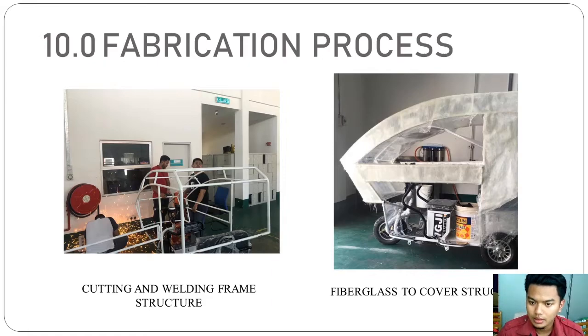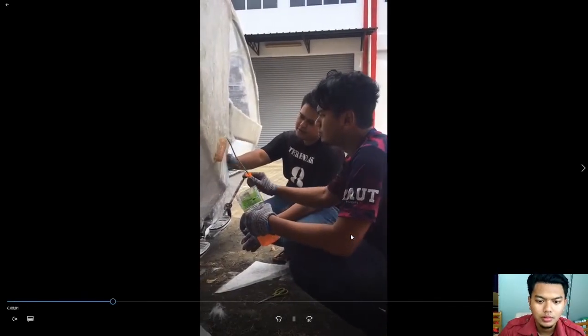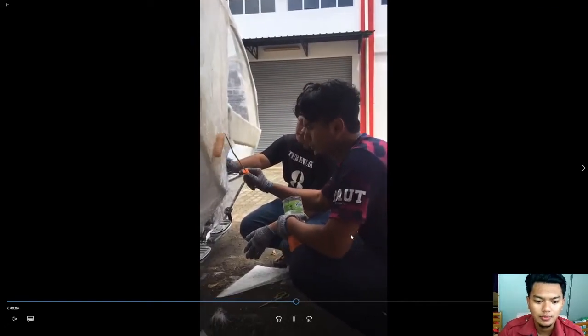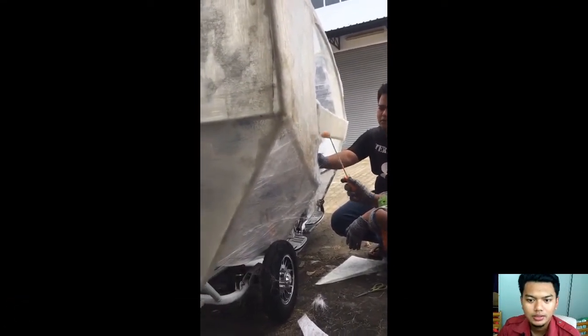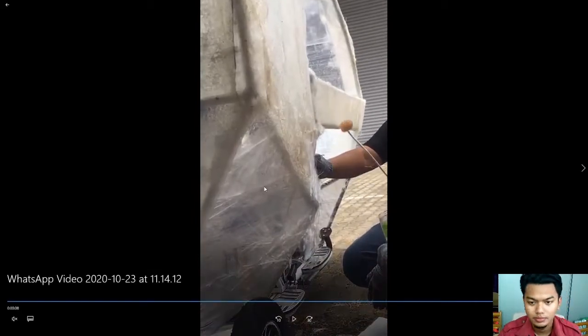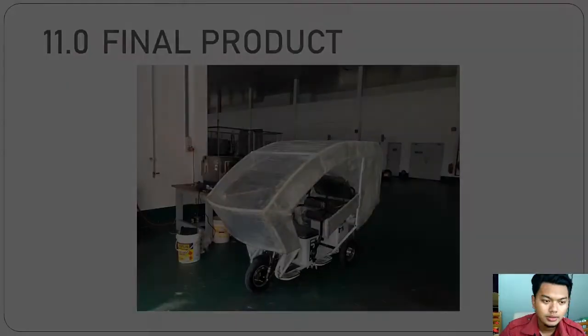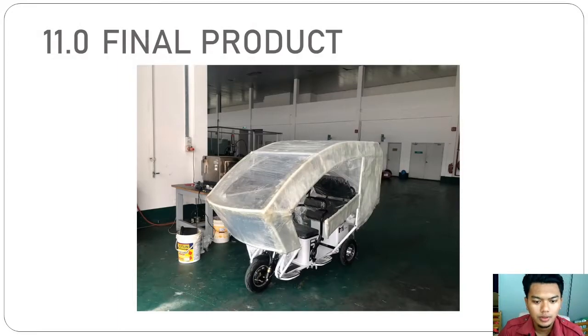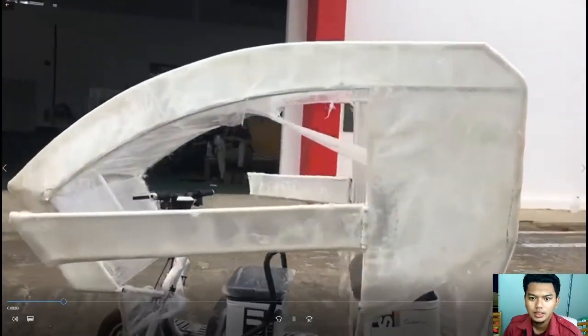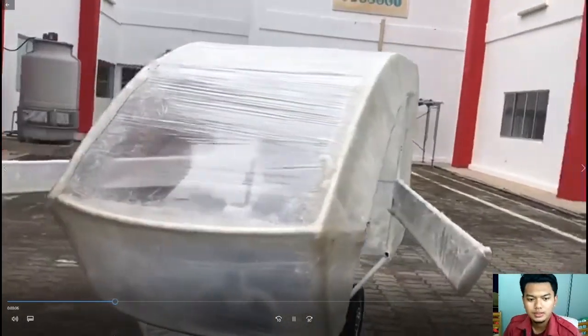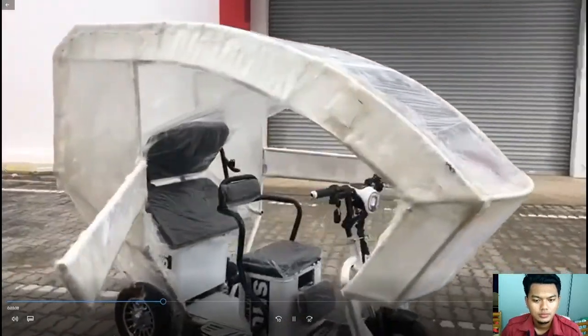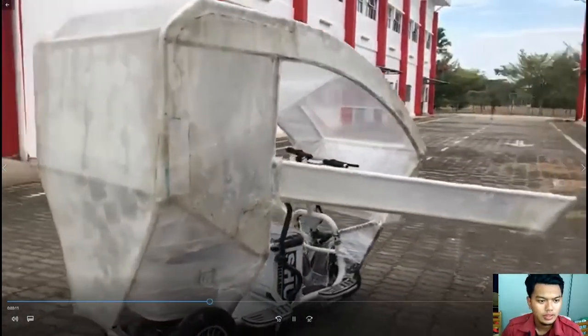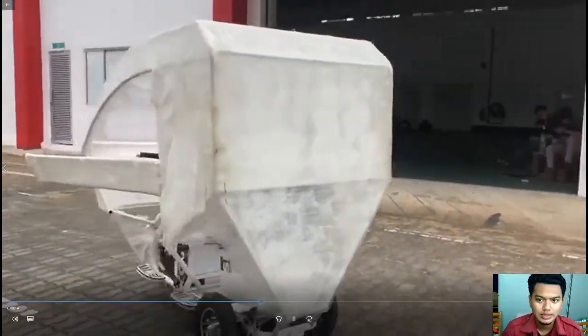After that, we choose the fiberglass to cover the structures. So this is the process to apply the fiberglass to the structure, and this is our final product. And we do some testing on this product. So this is the overview of our product after we finish the fiberglass process.